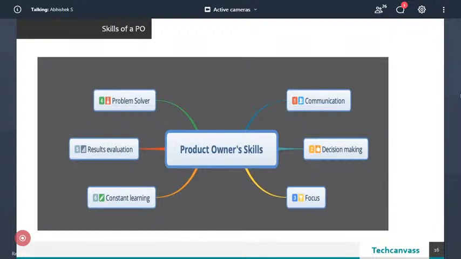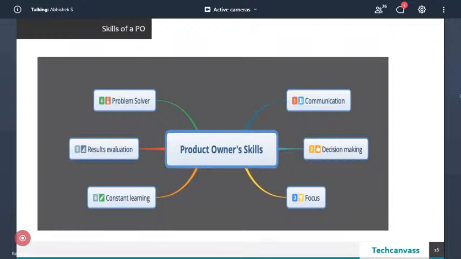Then the next one here is, of course, you need to maintain the focus always on what needs to be done. And the focus is on the business need and the business requirement and the vision, of course. Next, coming to the problem solver, which we've already covered, you need to have this problem solving attitude. You need to clarify the requirements whenever the team members come up to you.